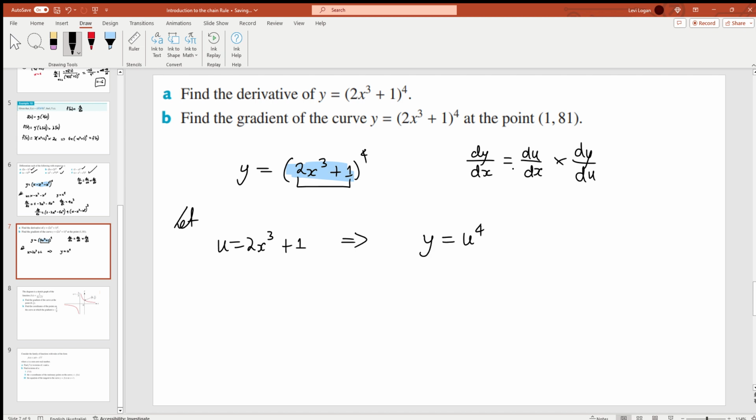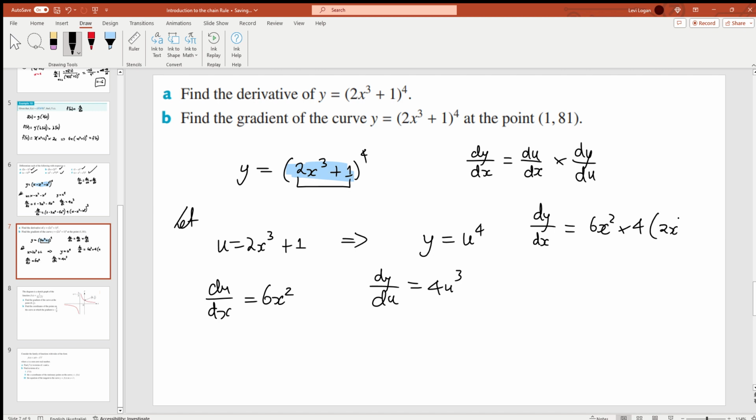So now we've got to find each of these individual parts. du dx is going to be 6x squared. dy du is going to be 4u to the 3. So that means dy dx is going to be 6x squared times by 4 (2x cubed plus 1) to the power of 3. So exactly the same question as we just done before.